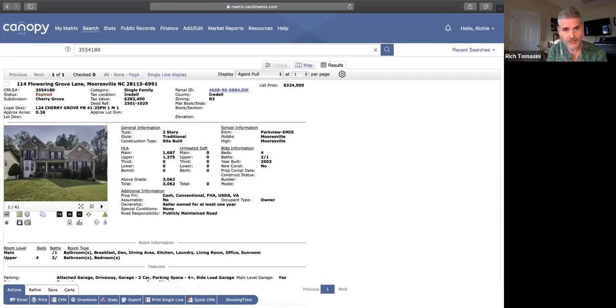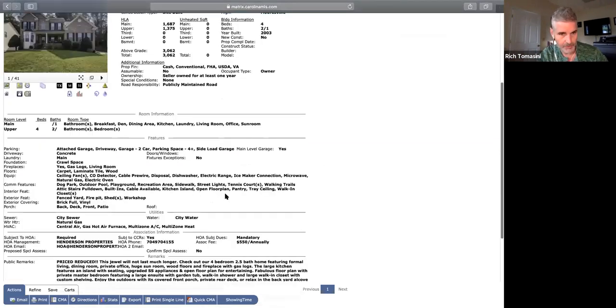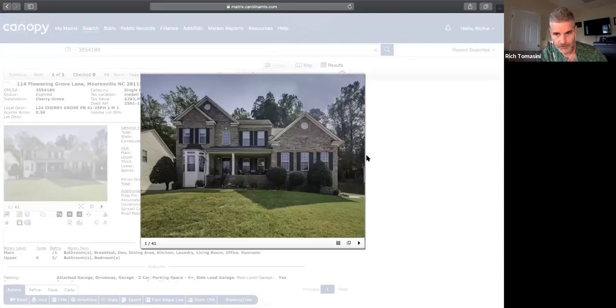So we have a house in Cherry Grove. So you always want to pull the most comparable things that you can, right? So it was at 325, 3,000 square feet, looks pretty standard. I always look at the photos, you know, see what we got here. They got 41 photos on here.